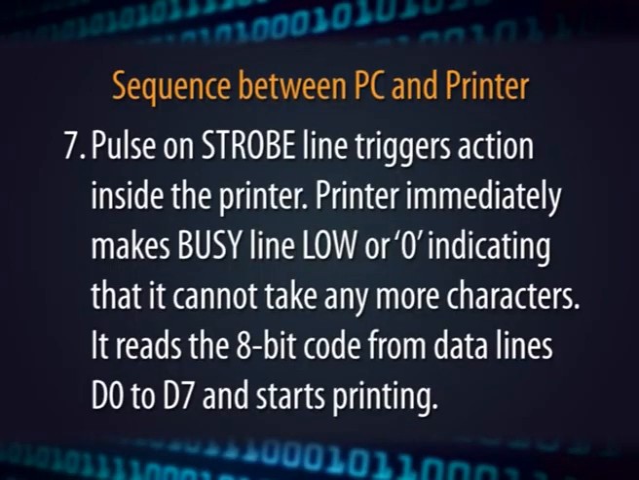7. The pulse on the strobe line triggers action inside the printer. The printer immediately makes the busy line low or 0, indicating that it cannot take any more characters. It reads the 8-bit code from data lines D0 to D7 and starts printing. This process may take about 10 milliseconds or 10,000 microseconds. All this time the busy line is 0 and the PC waits for the printer to become not busy.